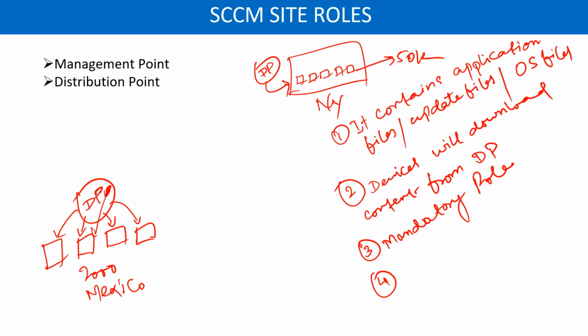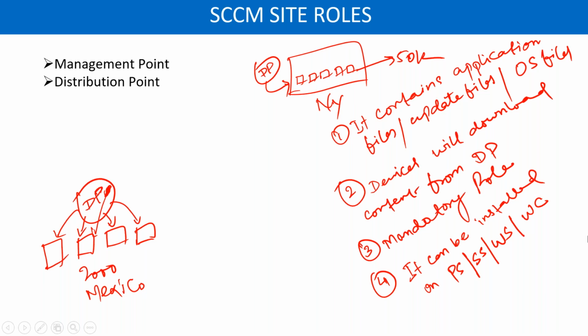Point number 4, where can you install this? You can install this on the primary site. You can install this on the secondary site. You can install this on any separate Windows server, or any other Windows client computer. Client means Windows 10. You can install this on Windows 7 or Windows 10 as well. All clear, everyone? Any question on this distribution point?